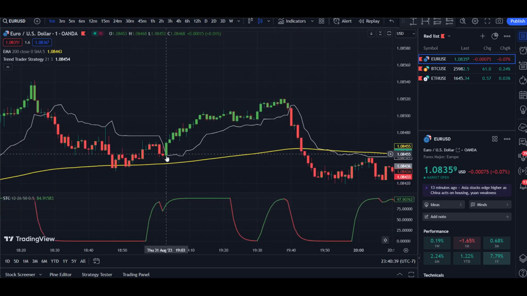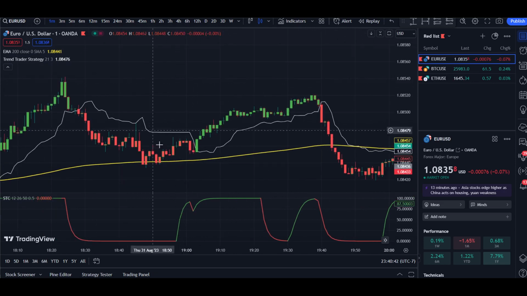Again, we can see here that the bar, after being in the red, we're going to wait for it to close. And then on the first green candle, we can see that it is closing above both the 200 EMA and the Trend Trader strategy, and the STC is in the green.